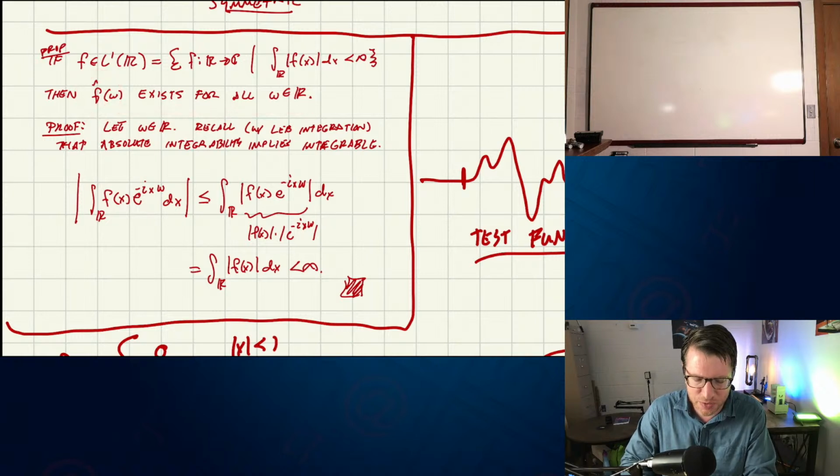This really just comes from the fact that when we're using the Lebesgue integral, absolute integrability implies integrability. So basically we show that this thing is absolutely integrable. So it's the integral of the absolute value here. And then just by the fact that we already said f was L1, that means that this has to exist. So that's how we get existence.